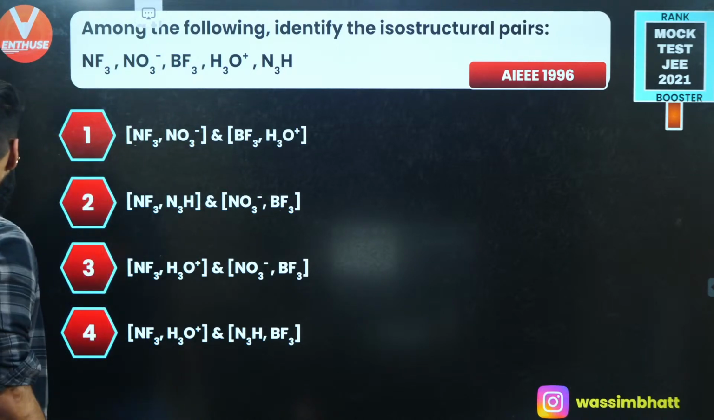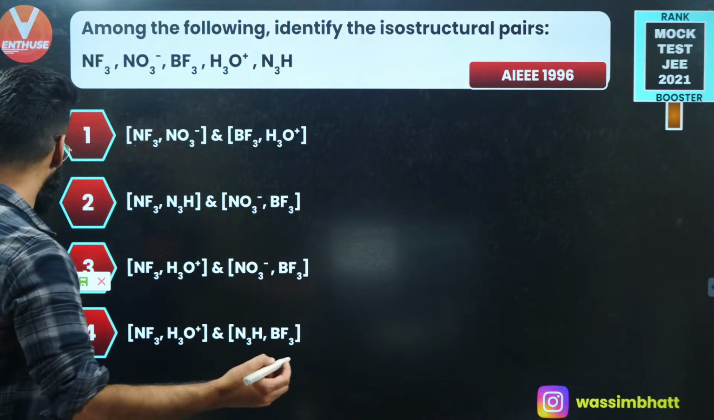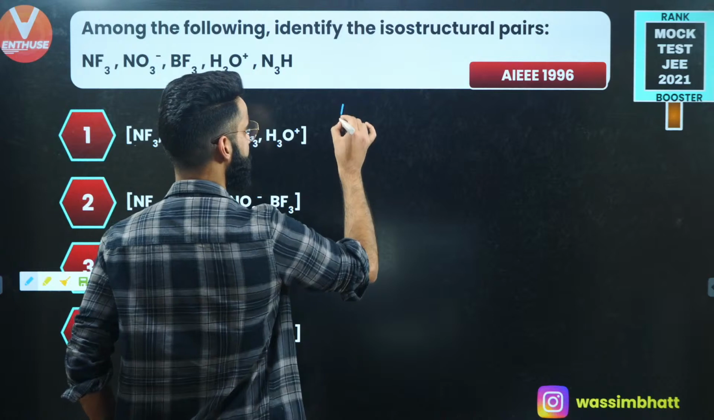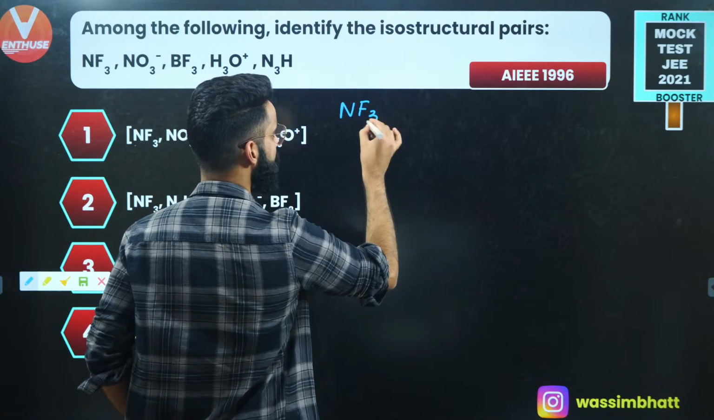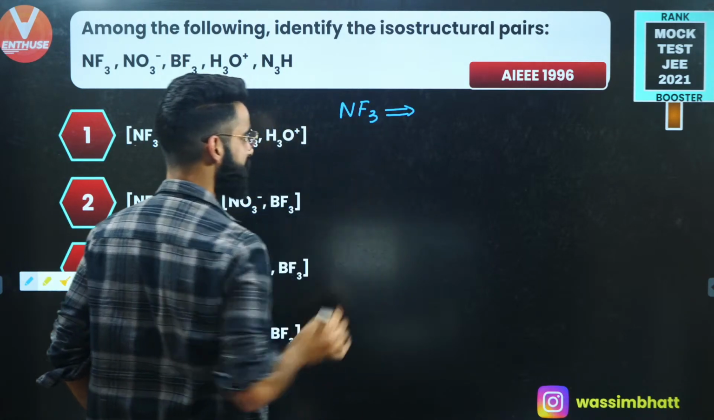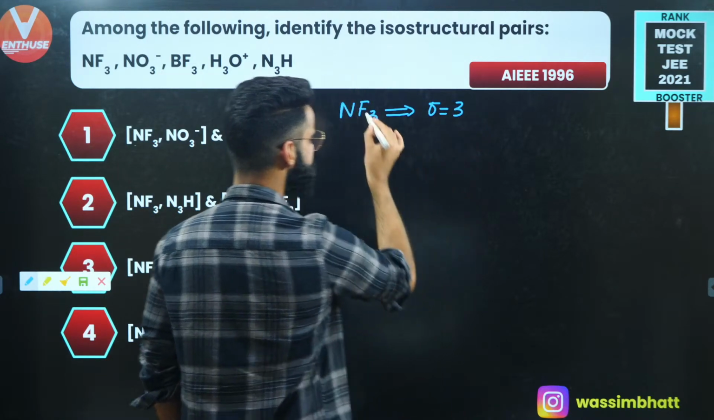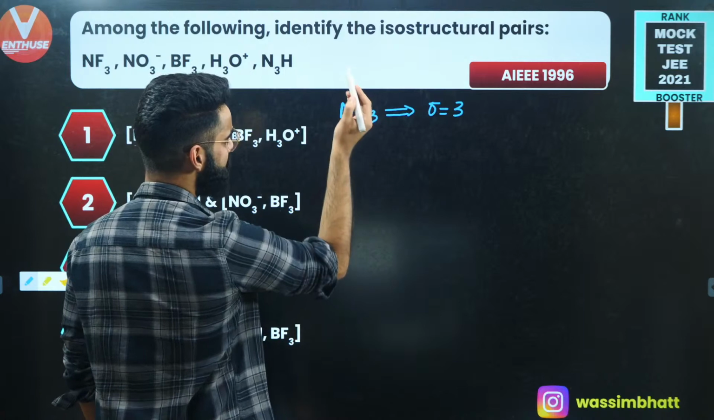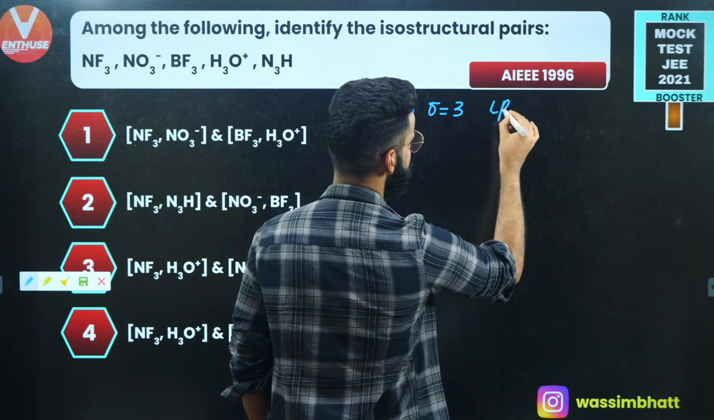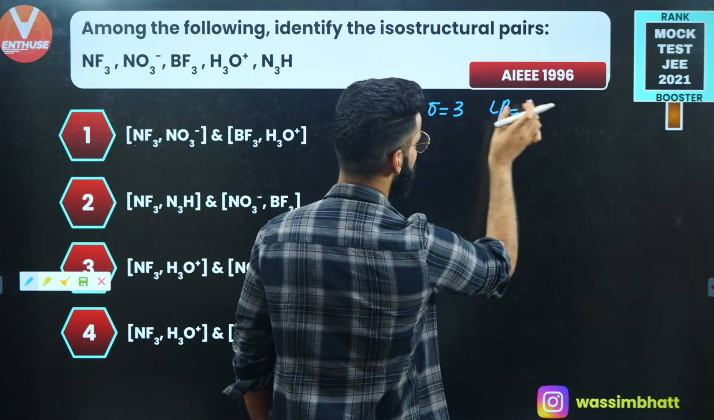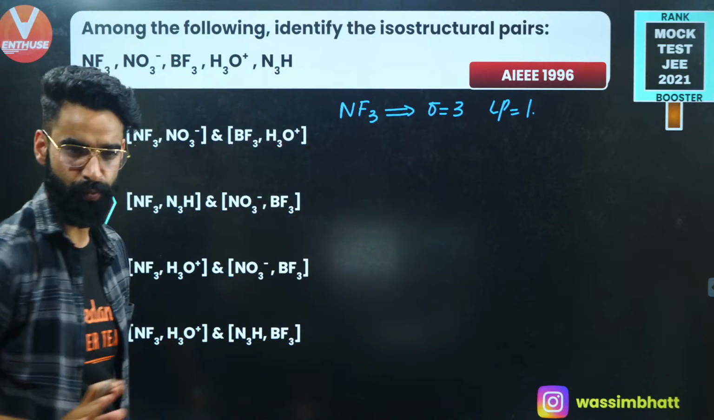Okay, let's try it out. First of all, I'm given with NF3. So first of all, nitrogen is the central atom. How many sigma bonds we have right here? We have got 3 sigma bonds with fluorine, right? How many lone pairs will be there? There'll be 1 lone pair on nitrogen. Okay, 3 sigma bonds, 1 lone pair.